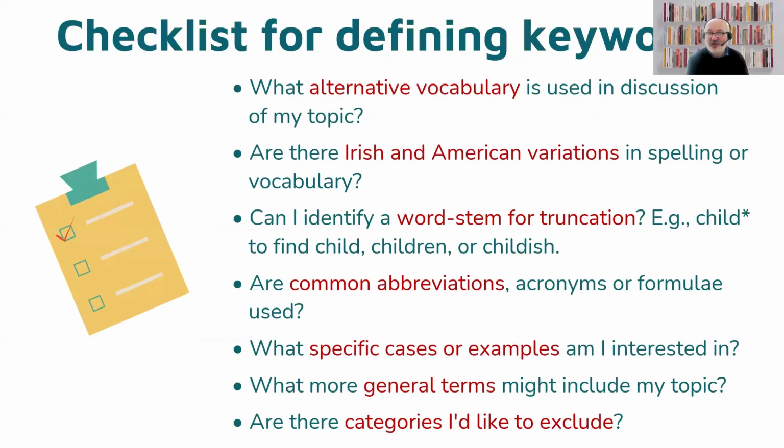And these are the kind of things you should be thinking about when discussing your topic. Are you aware of alternative vocabulary? There are usually multiple ways of saying something. So you need to step beyond what you currently know about your topic and think about what words or phrases people around the world use when they're writing about the concept you're interested in. Be aware of Irish and American variations in spelling, words like color or labor.